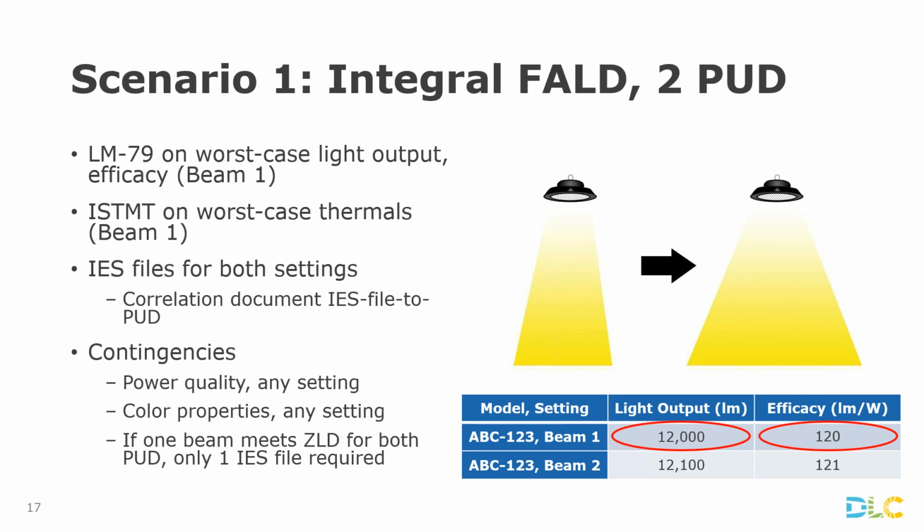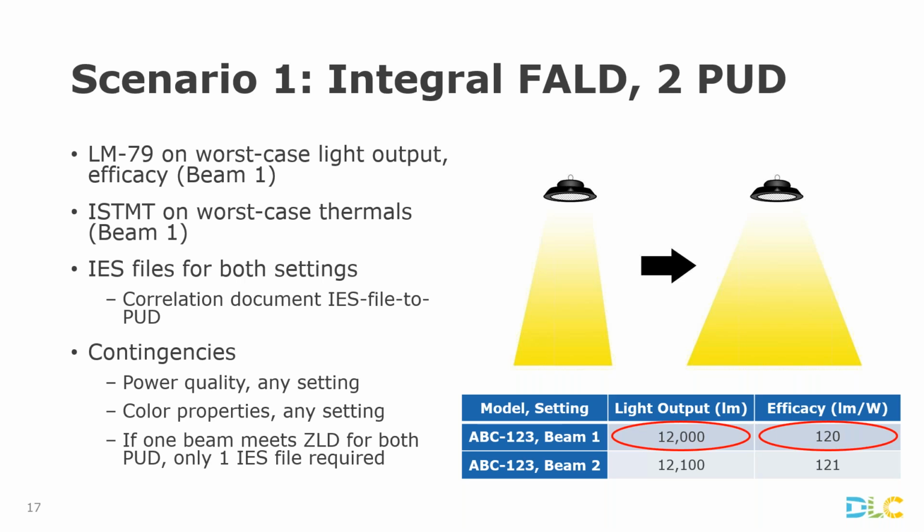Second is if the LM79 in support of light output and efficacy did not include color properties, for example if the LM79 was done with goniophotometry and didn't include color properties, then we would need LM79 testing on the color properties as well. But the policy does specifically call out that the color properties can be provided at any setting of the product. It does not need to necessarily be correlated with the worst case efficacy setting, for example. So if you happen to have a sphere test on a different setting at the right color condition, we could accept that in the application as well.